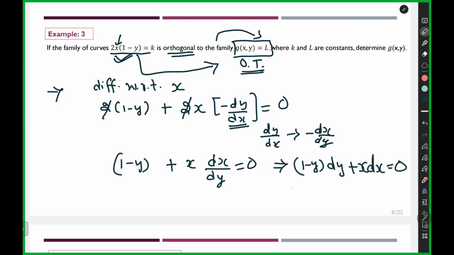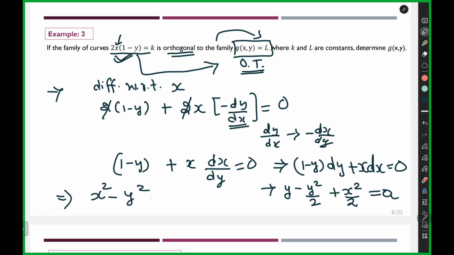What you have to do? You have to simply do integration to find solution of this differential equation. This is y minus y square by 2 plus x square by 2 equals to some constant a. This is what you can write: x square minus y square plus 2y equals to a.